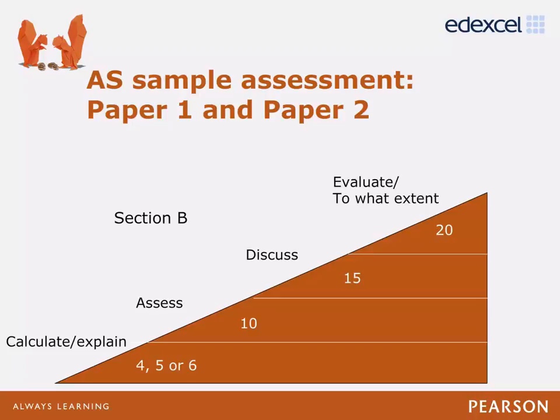Let's look at the AS sample assessments in more detail. You'll see that AS Paper 1 and Paper 2 have a consistent structure. The papers have 2 sections. Section A comprises a mix of short answer questions. For example, multiple choice, define, calculate or illustrate, and explain. Section B questions are based on extracts and have calculate or explain, assess, discuss, and evaluate questions. The evaluate questions are marked out of 20, and students will answer 1 from a choice of 2 questions.